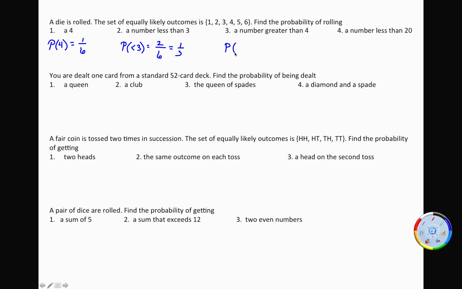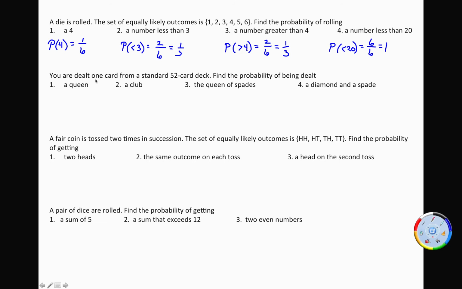What's the probability of rolling a number greater than 4? Well, there's 2 ways, a 5 and a 6, that we can roll a number greater than 4 out of 6 possible outcomes. What's the probability of rolling a number less than 20? Well, how many numbers on a die are less than 20? 1, 2, 3, 4, 5, 6, all 6 of them, out of 6 possible outcomes, or 1. There is a 100% chance that if you roll a 6-sided die, it will be a number less than 20.